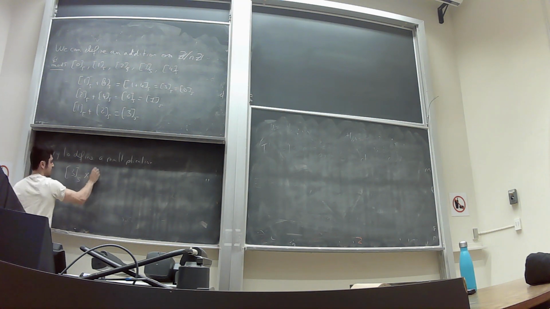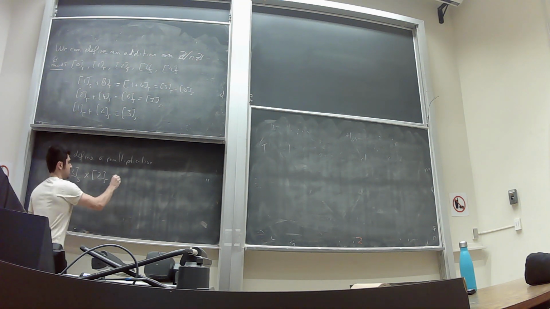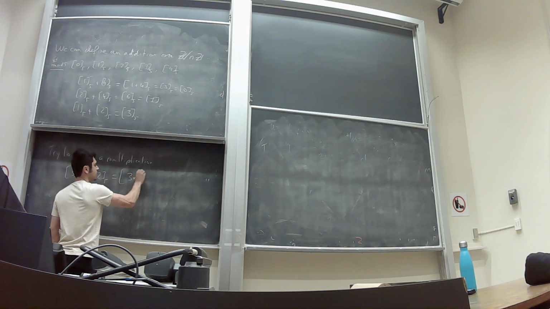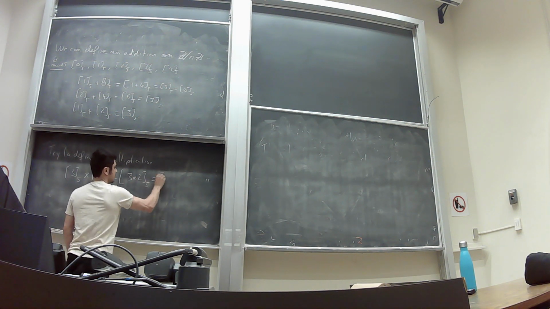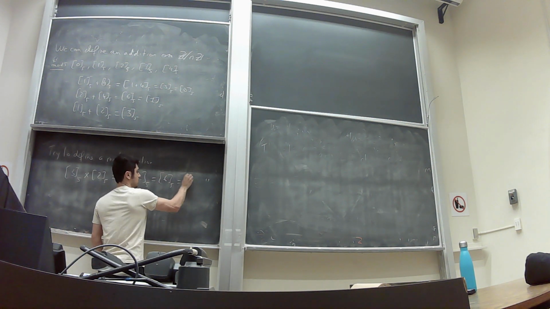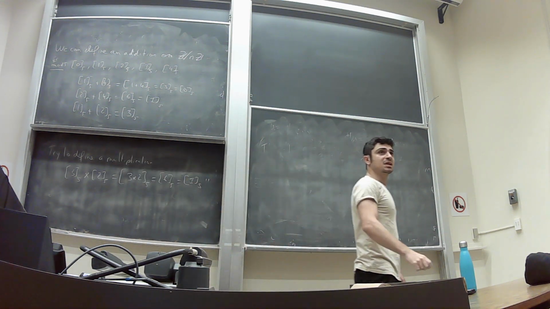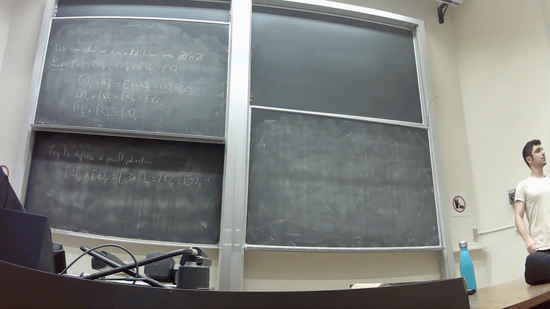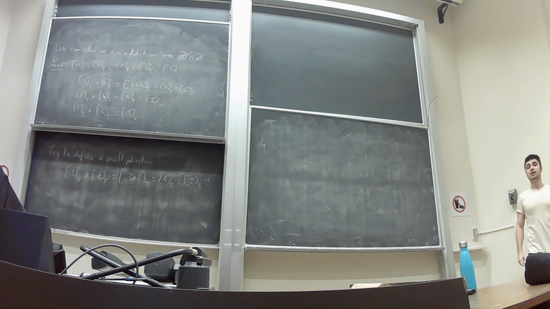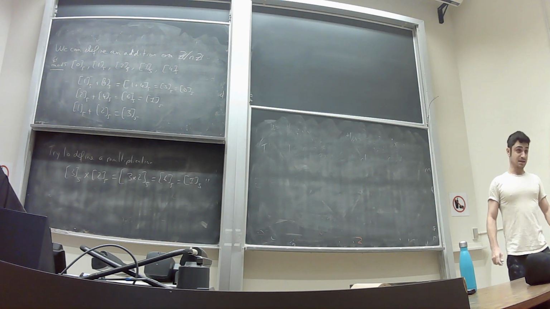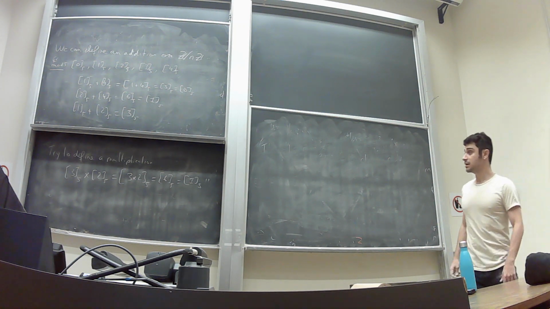So the class of 3 mod 5 times the class of 2 mod 5. What would that be equal to? You just take the class of 3 times 2. Agree or not? Which is the class of 6, which is 1. How do you define 3 times 3? 3 times 3 is 9, which is 4.